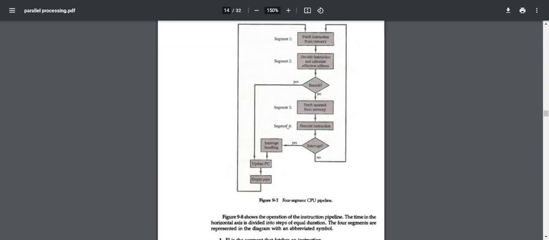Segment 1, segment 2, segment 3, segment 4. For this diagram, segment 1 is dedicated towards fetching the instructions from memory. Segment 2 is dedicated towards decode instructions. Segment 3, fetch operand from memory. Segment 4, execute. Then you can see that they have not implemented any write back stage. That means with execution of instruction, write back is completed.